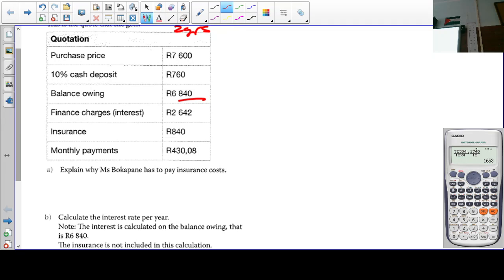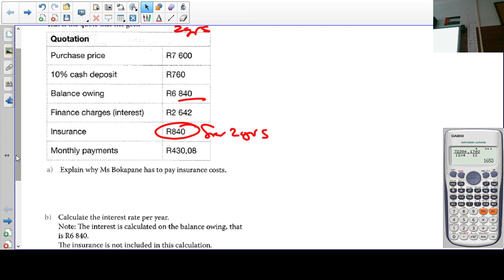And the monthly repayment is this year. So the insurance is 840 rand in total for 2 years. Okay? So if it's for a year, then the calculation of course will change. Explain why does Miss have to pay insurance cost? Why do you think she has to pay insurance?